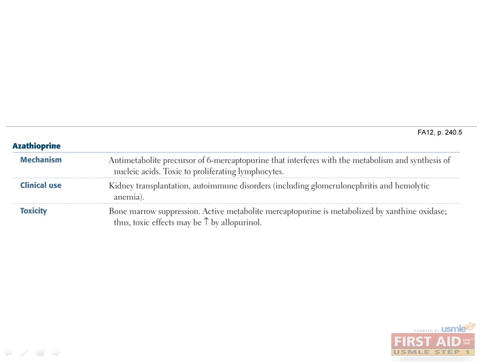Azathioprine exerts its effects through toxicity to proliferating lymphocytes. This medication is an antimetabolite precursor of 6-mercaptopurine that interferes with the synthesis of nucleic acids. In addition to its uses in kidney transplantation, azathioprine also has some utility in some autoimmune disorders. As with most of the other immunosuppressant medications, use of azathioprine is limited by its toxicity. Specifically, you often see bone marrow suppression.